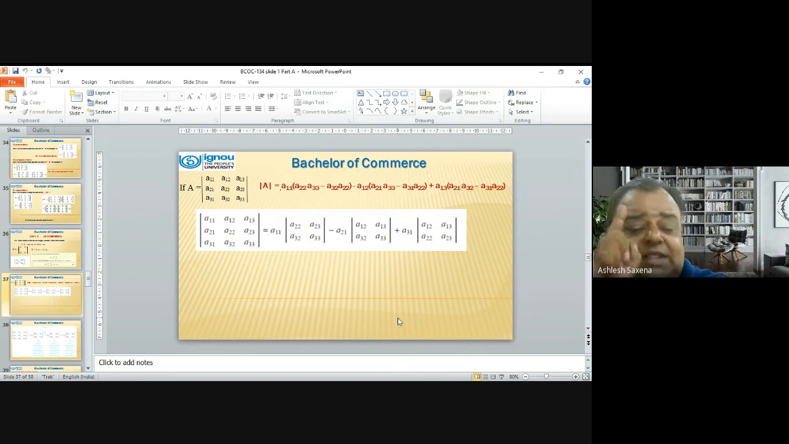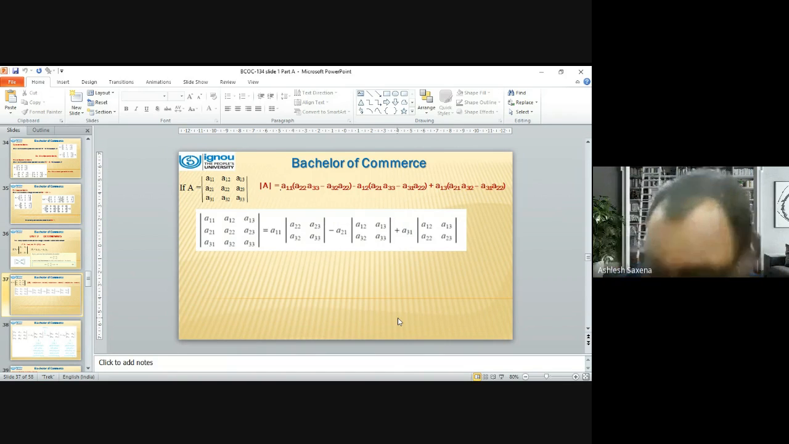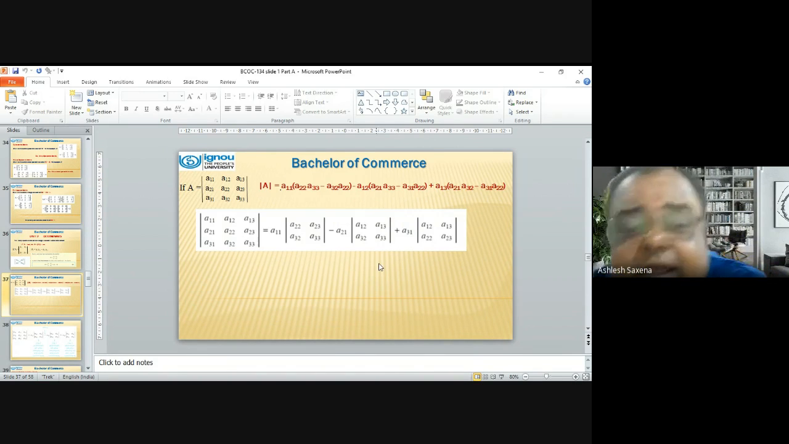This is a 3 by 3 matrix. All the elements are given to you, and you have to determine its value. How to proceed? Choose this a11 and write it over here. Remove this row and remove this column. You are left with this.